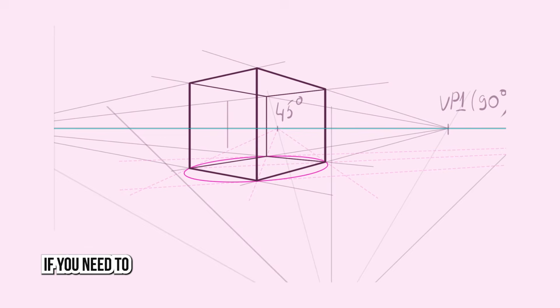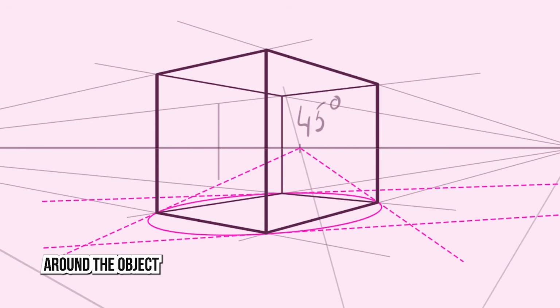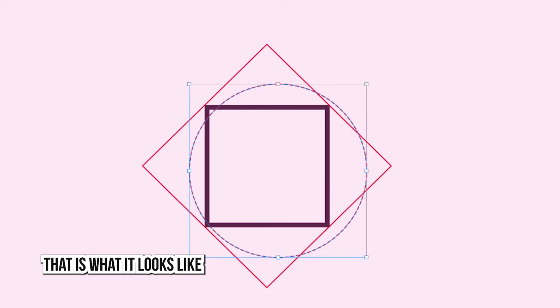actual length. If you need to rotate an object around its center, just draw this ellipse around the object, using 45-degree diagonals as well. That is what it looks like from above.